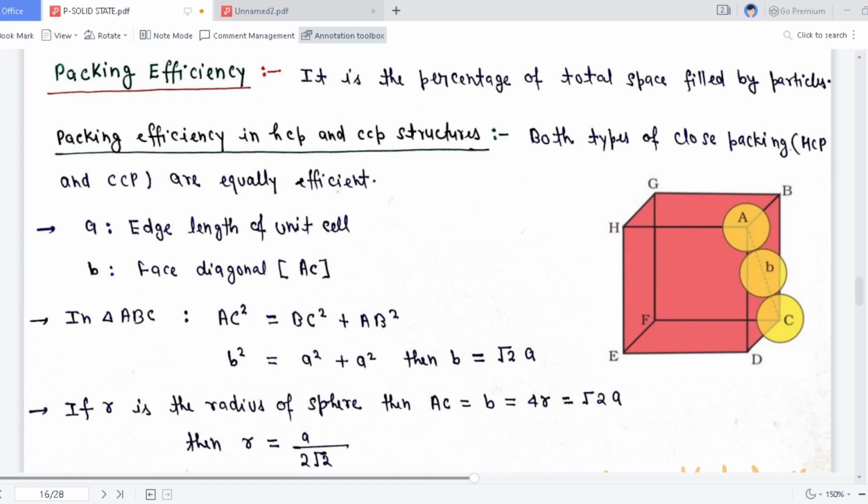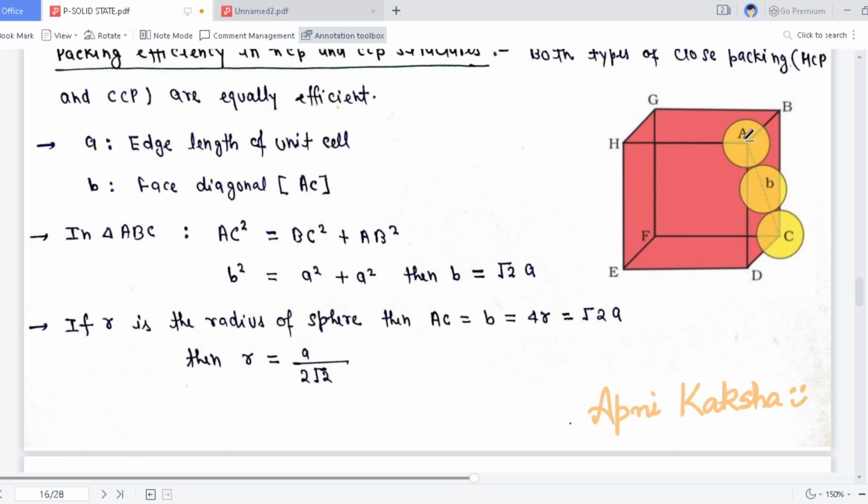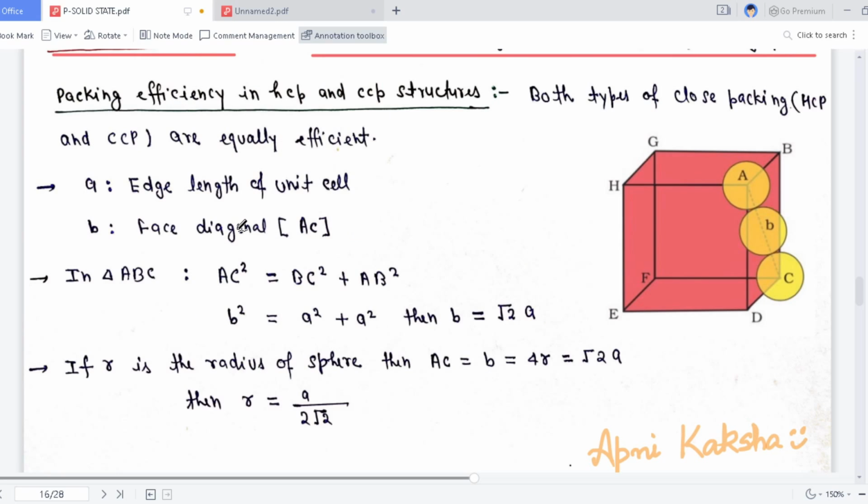Okay, so we'll be starting with packing efficiency. So basically what is packing efficiency? Packing efficiency is the percentage of the total space filled by the particles. How much space is filled by these particles in a specific place? That is what packing efficiency is, simply put. Now, packing efficiency in HCP and CCP structures: both types of close packing are equally efficient.